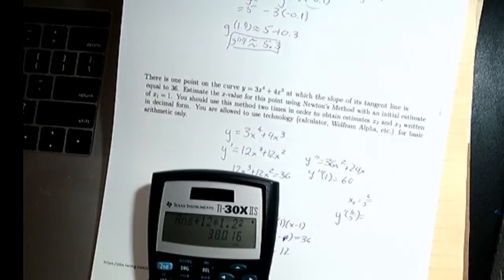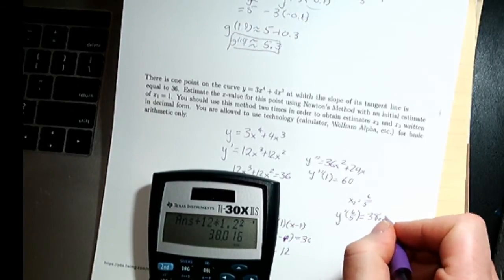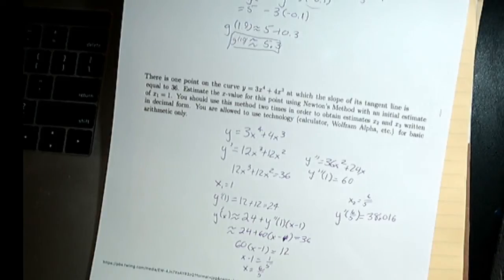And now we're at 38.016. That's closer. We're trying to get to 36. So we've already gotten much closer. We've gone from 24 in the first guess to 38.016 in the second guess.